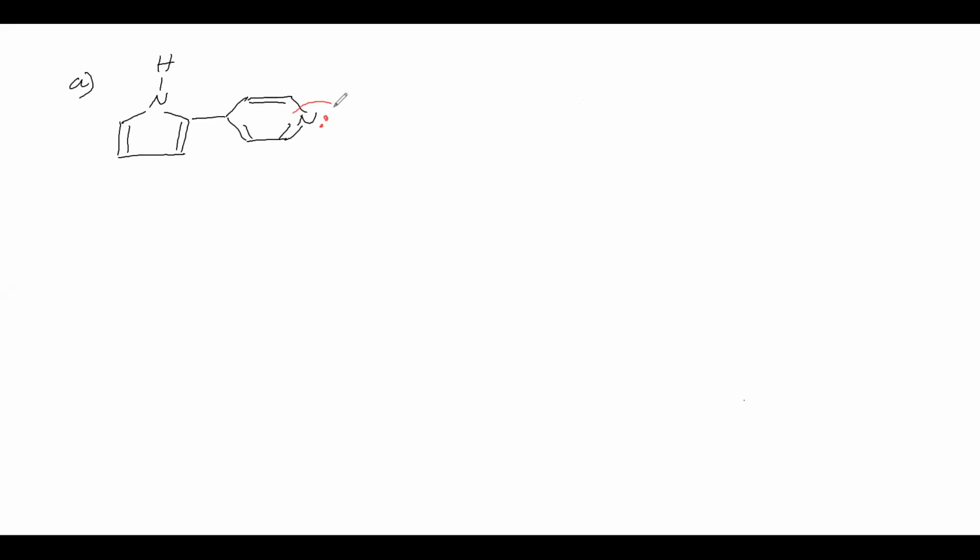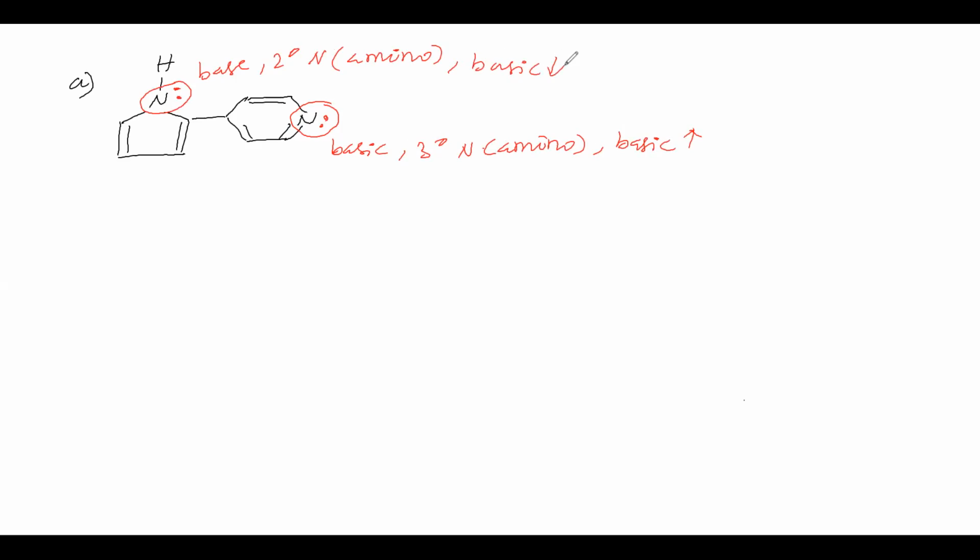This nitrogen has a lone pair, so it is a basic nitrogen, a Lewis base. This nitrogen also has a lone pair, therefore it is a Lewis base. This is a tertiary nitrogen, a tertiary amino group, and this is a secondary nitrogen, a secondary amino group. A tertiary amino group is more basic when compared to a secondary amino group. Hence, this nitrogen is more basic when compared to this nitrogen.